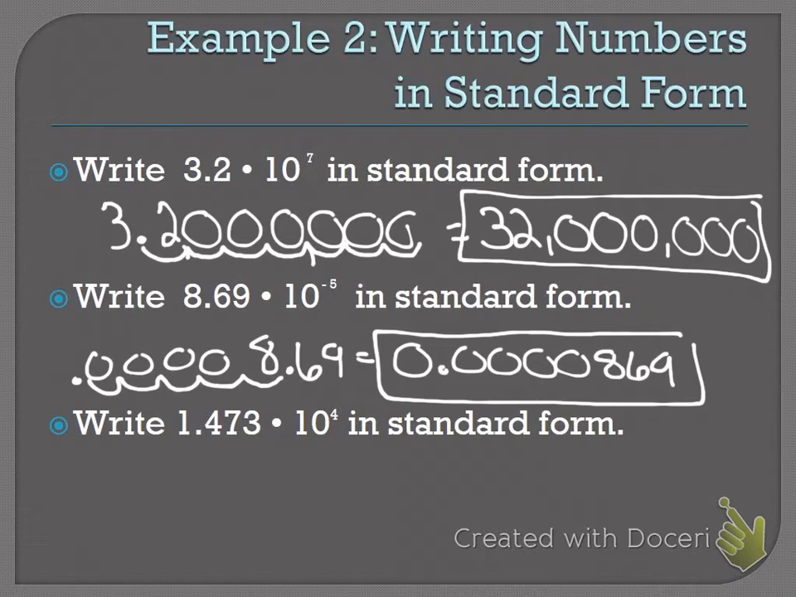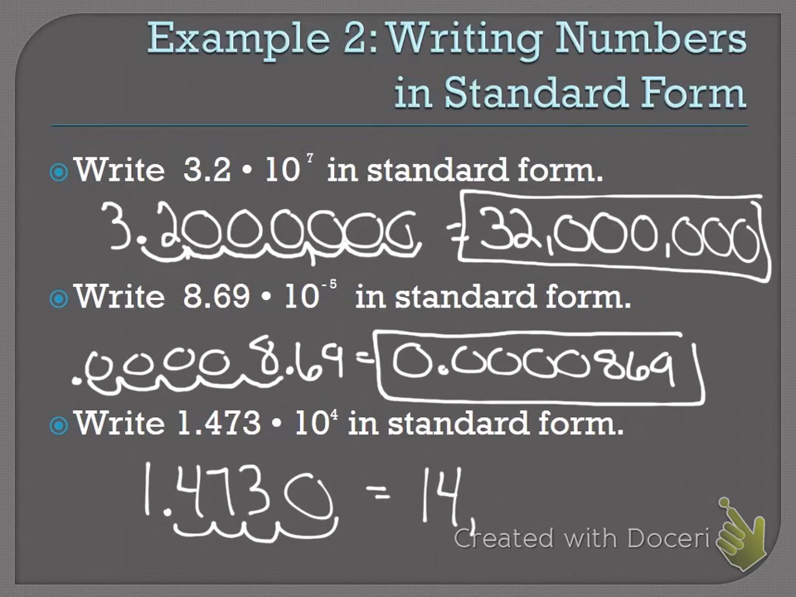All right, so which way am I moving my decimal, right or left? To the right, because I'm making the number bigger. My exponent is positive, 14,730. Did you get it right? Okay, so positive exponent, I'm making the number bigger.